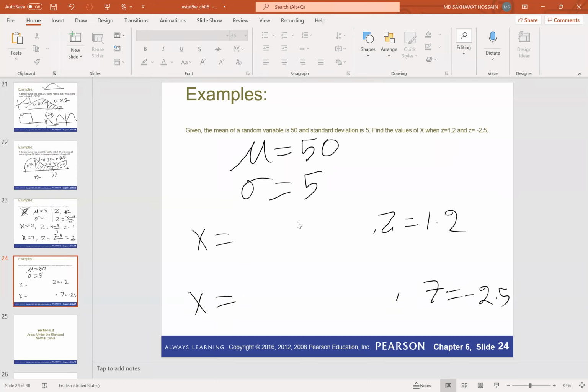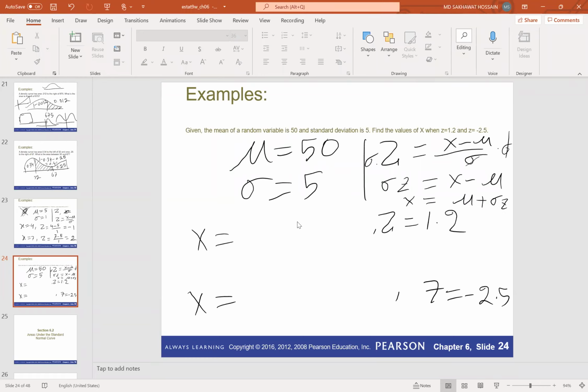So how can we find the value of X? We know that the z-score is equal to X minus mu over sigma. Now if you multiply both sides by sigma, sigma will be cancelled out, so we have sigma times z is equal to X minus mu. Now if you isolate X, finally we have X is equal to mu plus sigma times z. So this is mu plus sigma times the z-score.